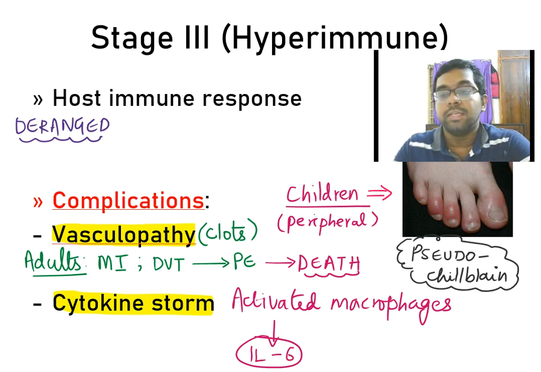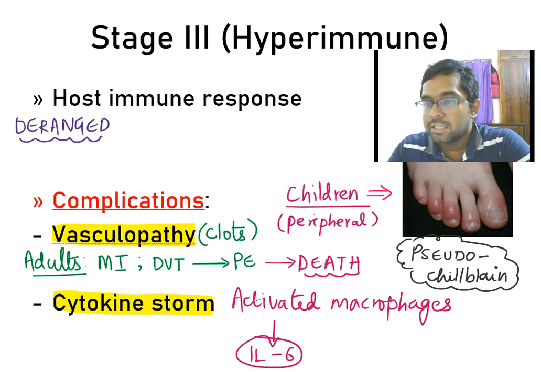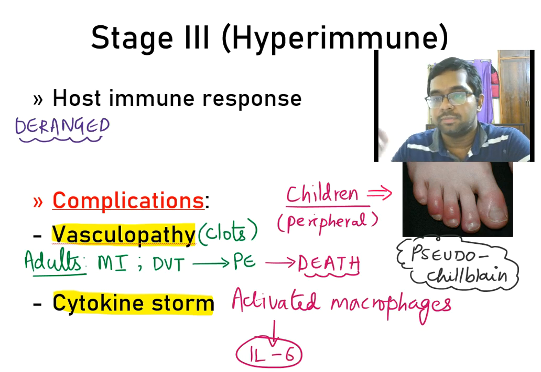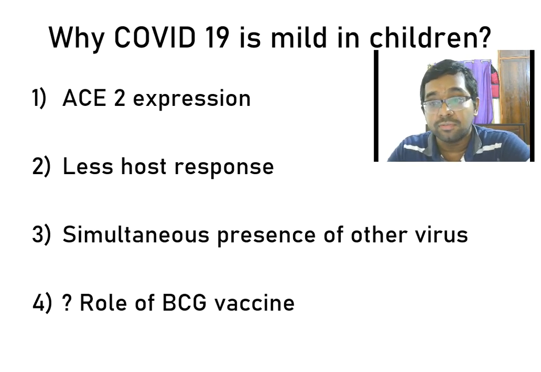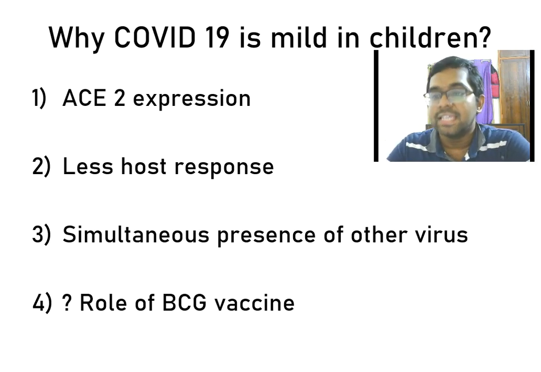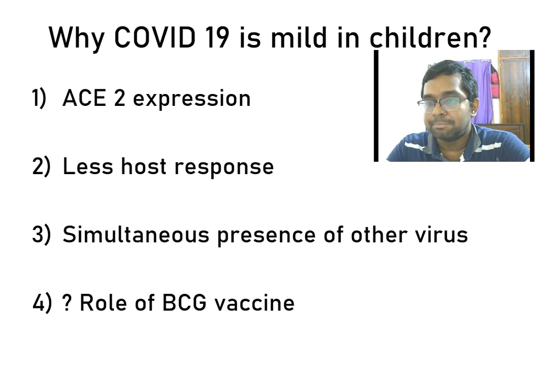So that's why I want you to be aware of this complication. Though the majority will not develop this, but still you need to be aware that children may not develop this fatal complication. Instead, they develop complications of clots or vasculopathy involving the small vessels rather than the major vessels. So now I'm going to answer your question. Why is COVID-19 mild in children? In fact, many of the children may be even asymptomatic also. What is the reason? The first reason they are saying is ACE2 receptor expression. One, they say, is that the pattern of expression is different in children compared to adults.